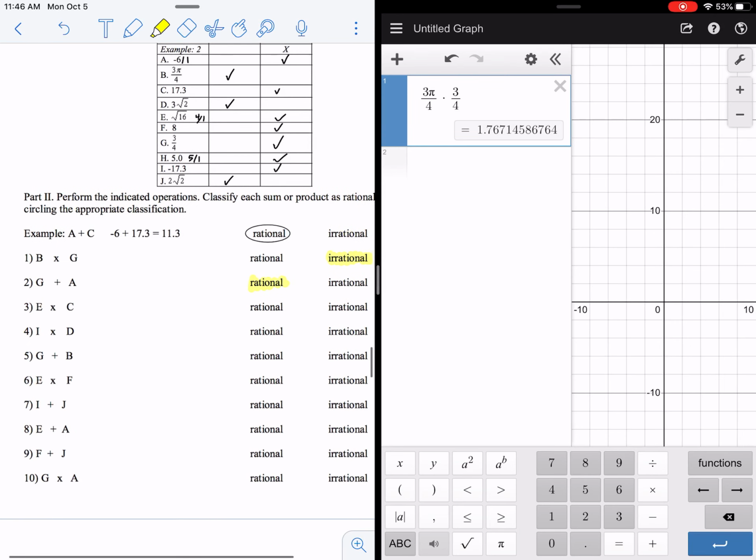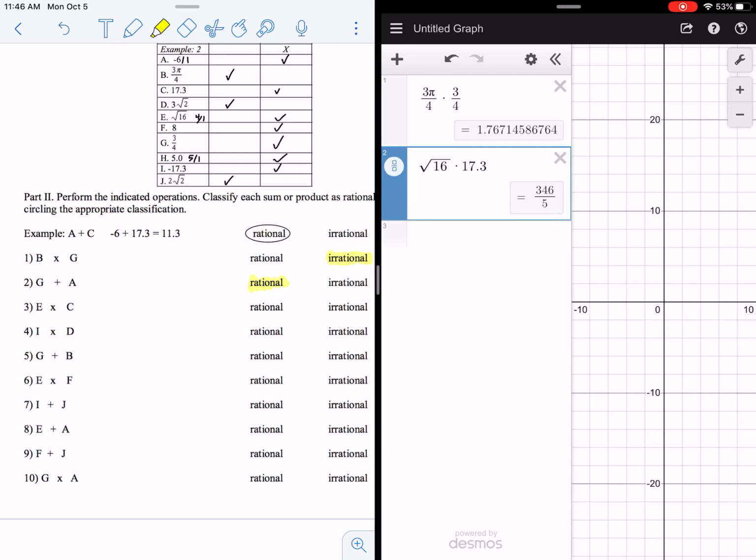E times C, square root 16. Make sure you type it correctly. Square root of 16 times C, which is 17.3. Again, I can change it to the fraction 346 over 5. Therefore, it is rational. All right.